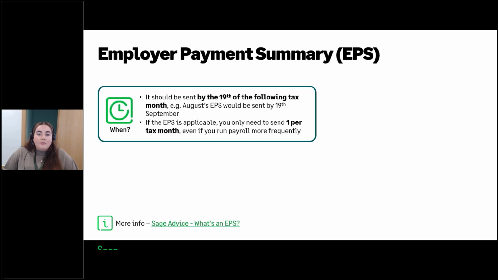But when should the EPS be sent? Well, it should be sent by the 19th of the following tax month. So August's EPS, for example, would need to be sent by the 19th of September, the following month.